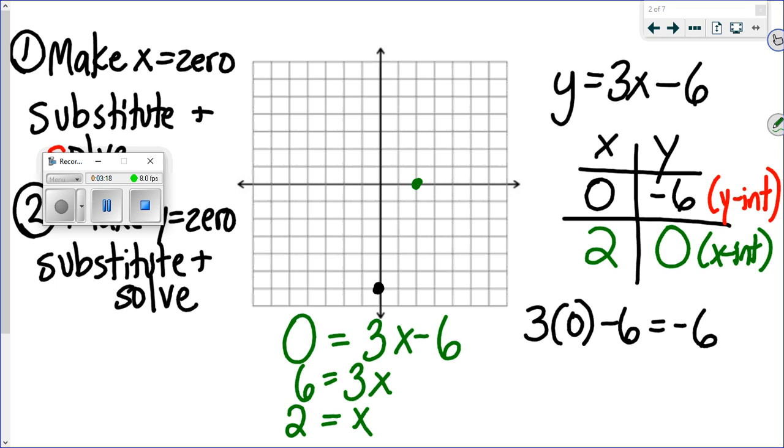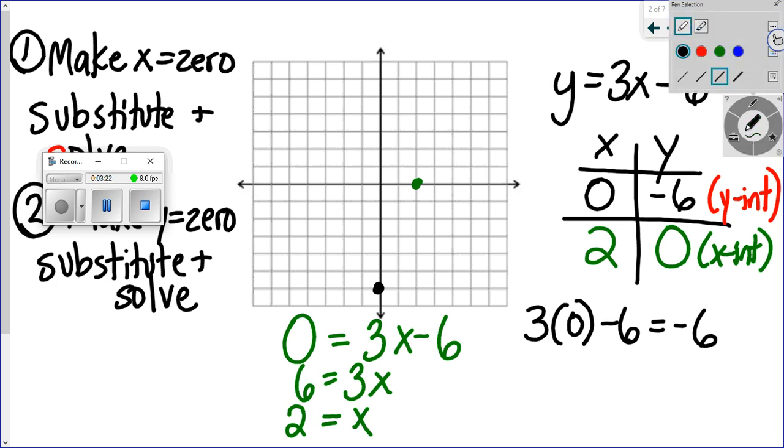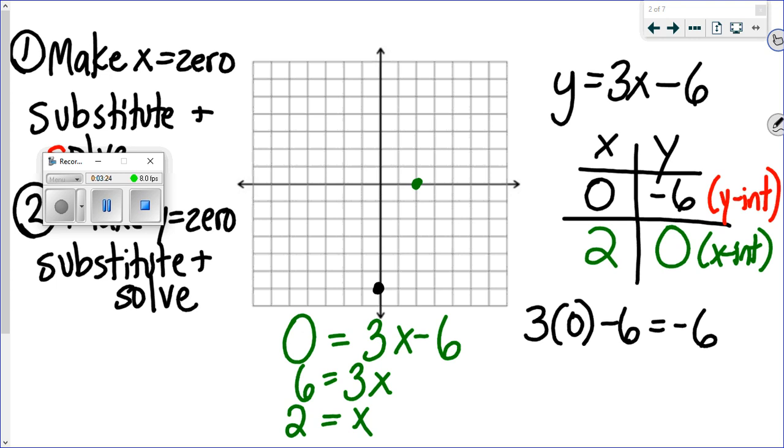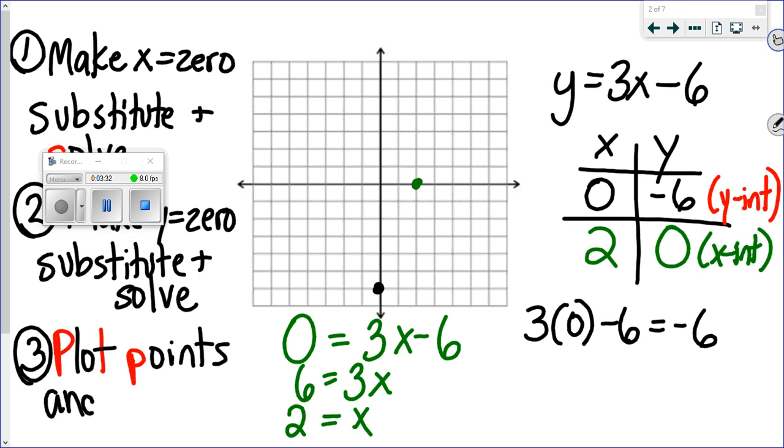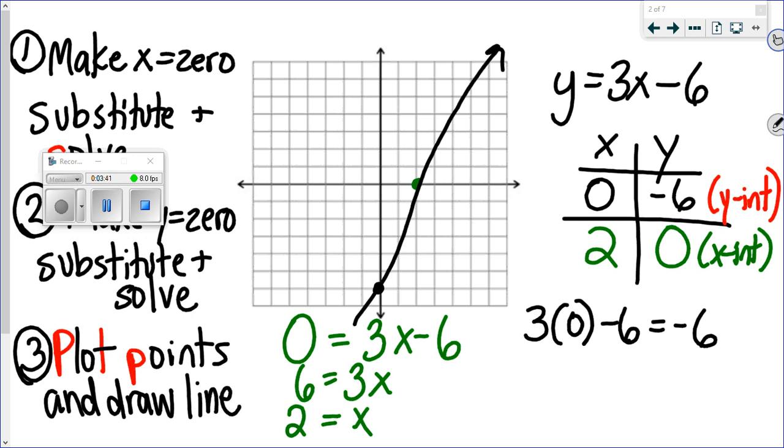The third step is to plot the points and draw the line. I have already plotted the points. If you did not, now is the time. Plot points and draw the line. That is how you graph a line using the x and y intercepts.